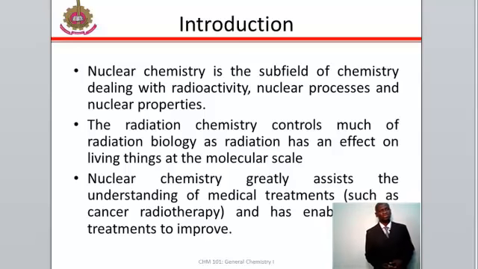Radiation chemistry controls much of radiation biology, as radiation has an effect on living things at the molecular scale. That is, the radiation alters the biological macromolecules within an organism. The alteration of the biomolecule then changes the chemistry which occurs within the organisms.